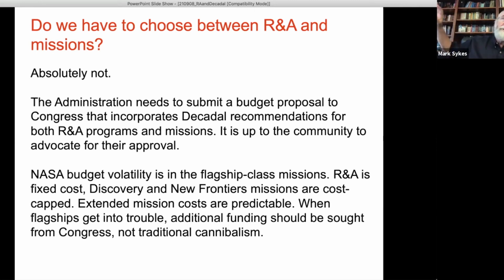And then because of overruns with these new flagships, for a lot of these things, that money was taken away. And it's like, what's going on here? So I think that we need to protect our research programs. We need to protect our competed cost cap missions. And if there's a problem managing flagship missions or developing them, and you need more money, like JWST, then go to Congress. Don't chew off somebody's arm.